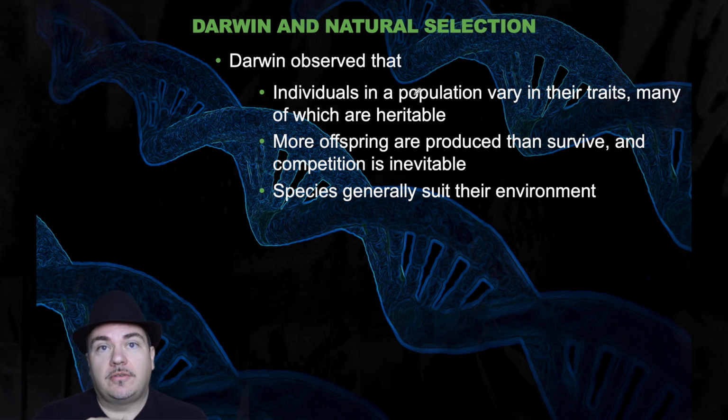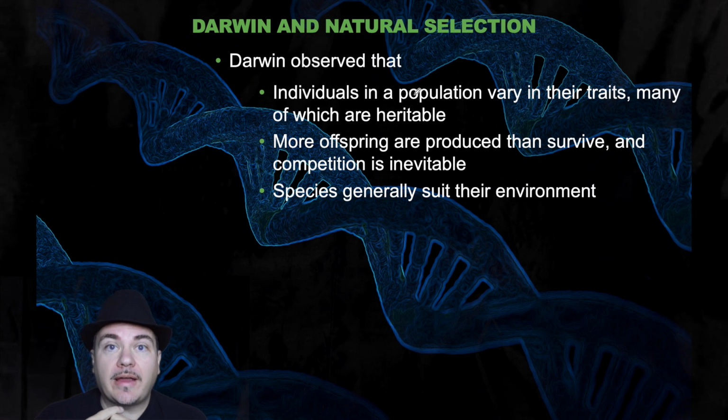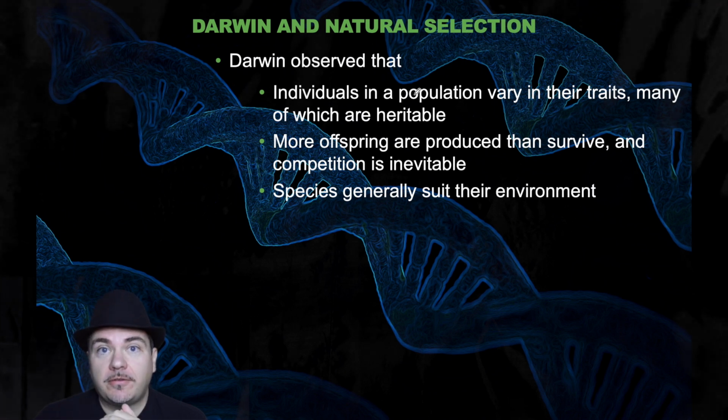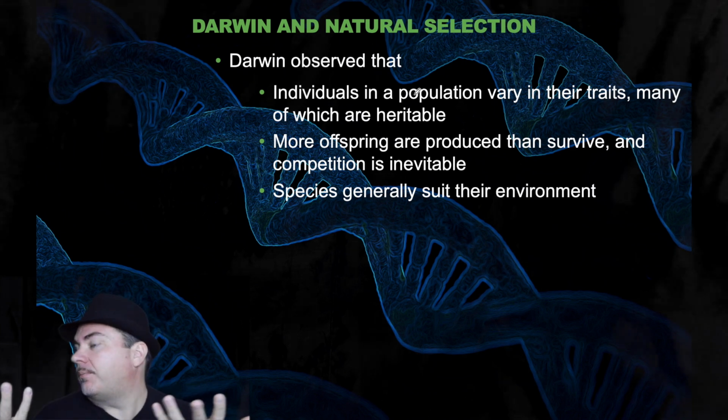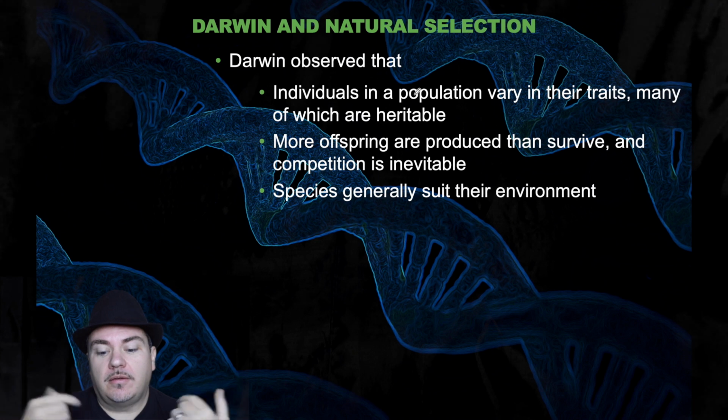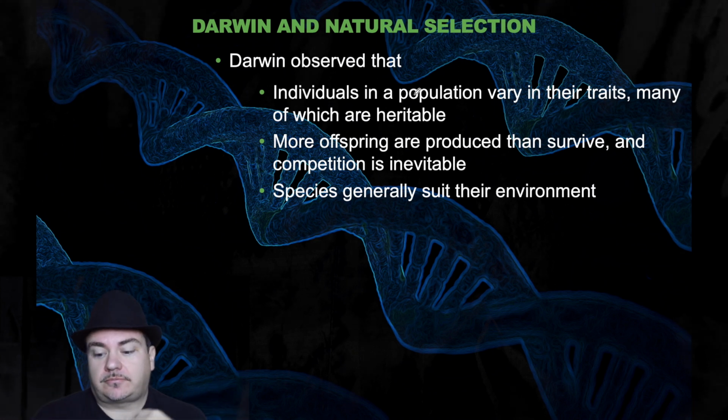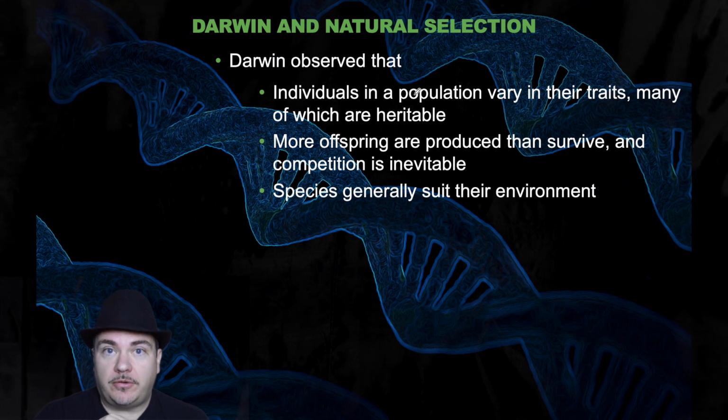So, for example, as Darwin was traveling around this planet, he observed that individuals in a population vary in their traits, and many of these traits are heritable. He observed that while traveling throughout the entire world. You can observe that yourself just looking at the people in the room with you. We are a population of humans. We vary in our traits, and these traits are inheritable. You can pass them from one generation to the next.